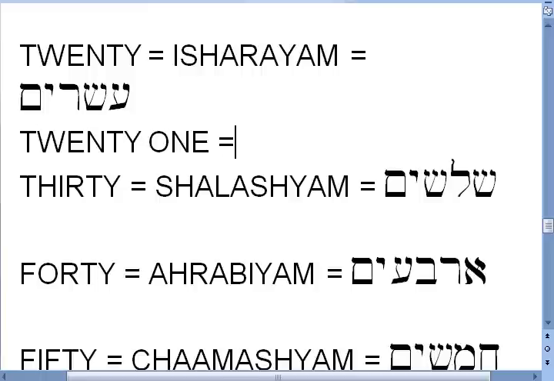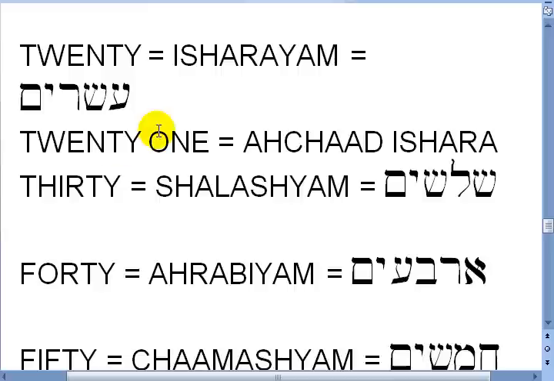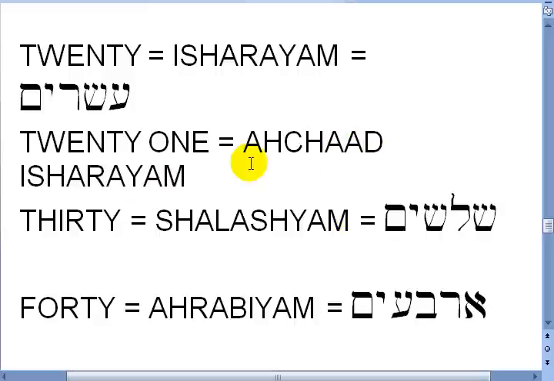21 would be the same way you built the teens. You put the number and actually put the 10 at the end. I'll give you another example of that. But 21 would be Akkad Aisharayum. Why? Because Akkad is number 1 and Aisharayum is 20, as you see there. So Akkad Aisharayum is 21.